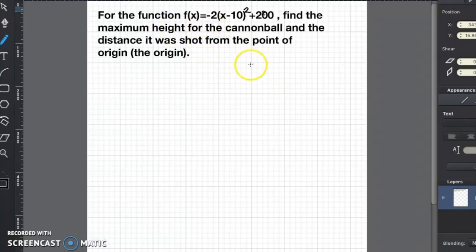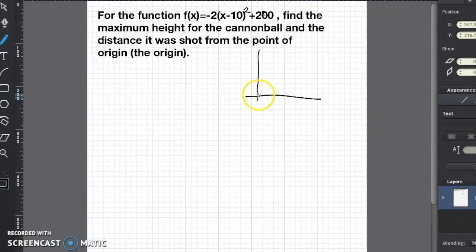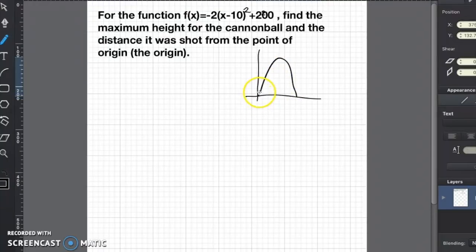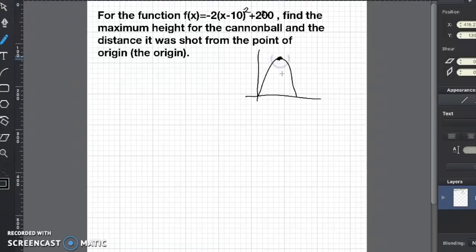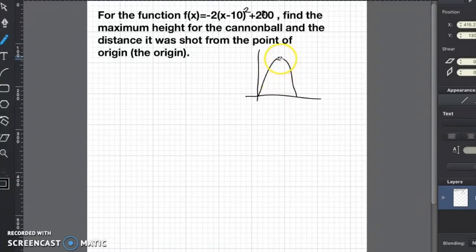And if we think about it, let's draw a little drawing here. Unfortunately, things being the way they were, I put the cannon here, so let's just imagine it's lined up with everything. The height of the cannonball is also going to be our vertex, right? So our vertex is going to be the highest point of our cannonball. So we'll try to find the vertex.